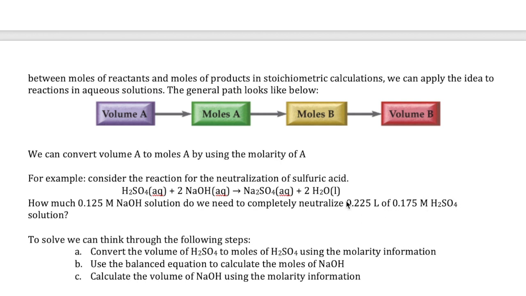Now, once we have the number of moles of H2SO4, we can use our balanced equation and the mole-to-mole relationship between the two reactants to calculate the number of moles of NaOH. So that's going to be our step 2. And then the last step is to take that number of moles and the molarity of NaOH and use the molarity definition again to convert that to the volume of NaOH.